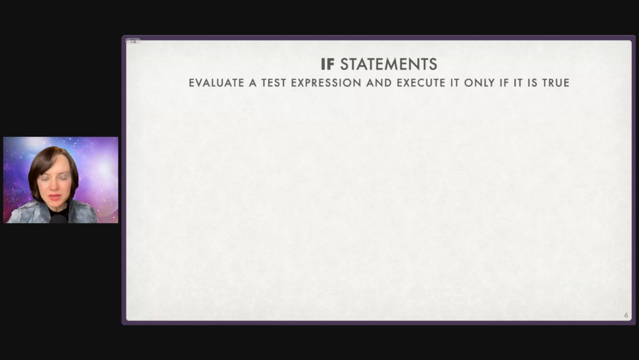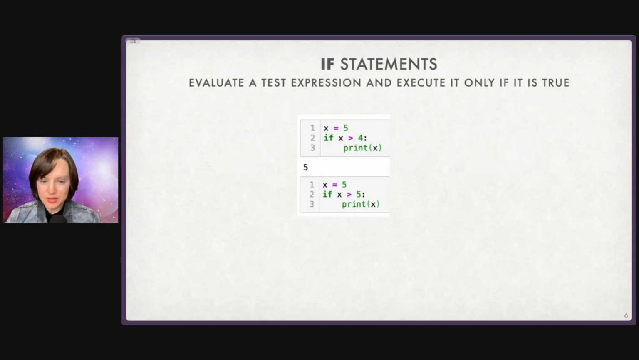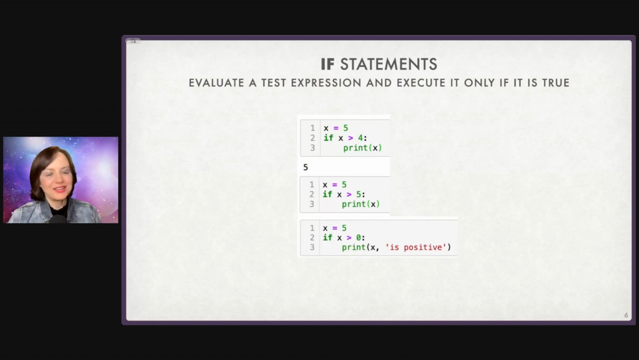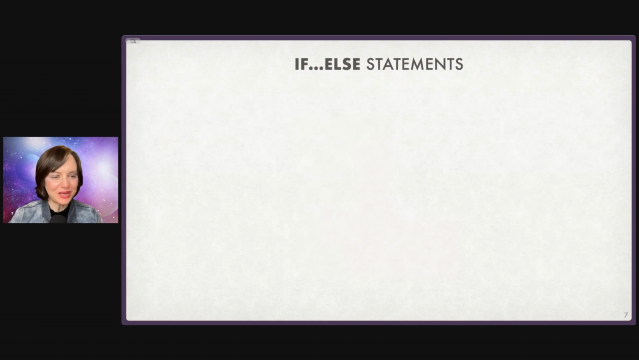So an if statement means we're evaluating a test expression and then execute it only if it's true. So I'm going to say x is 5. These are so imaginative. x is 5. If x is greater than 4, print x. What are we going to get? Yay, you guessed it. Here's another one. x equals 5. If x is greater than 5, print x. What are we going to get? Yay, you guessed it. Nothing. x is 5. If x is greater than 0, print x, comma, is positive. So now we're going to get 5 is positive. Amazing. Give myself a thumbs up for these winning examples.